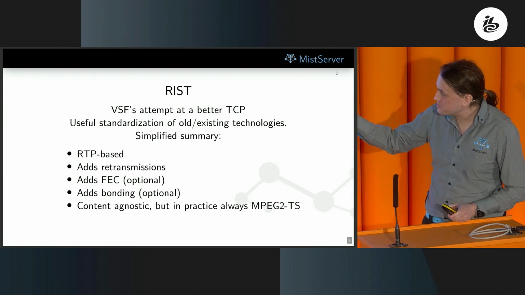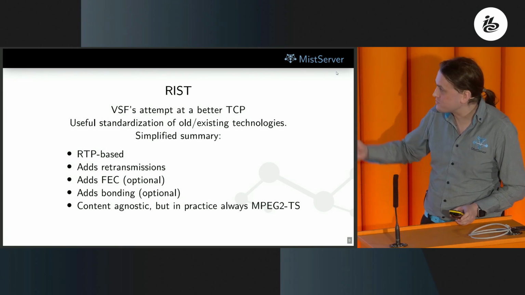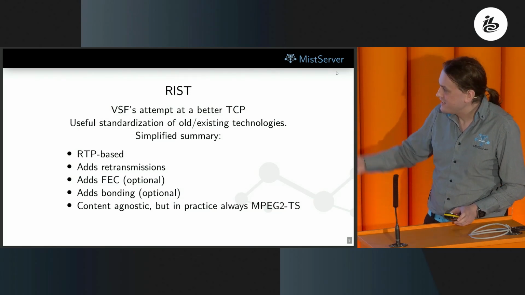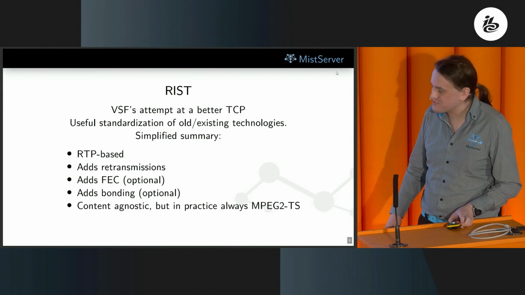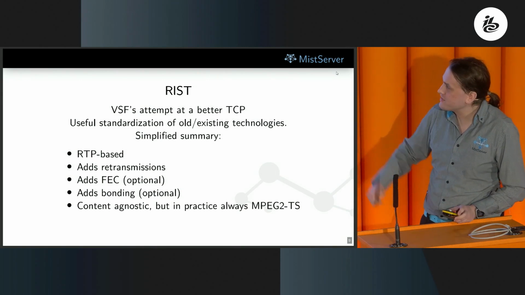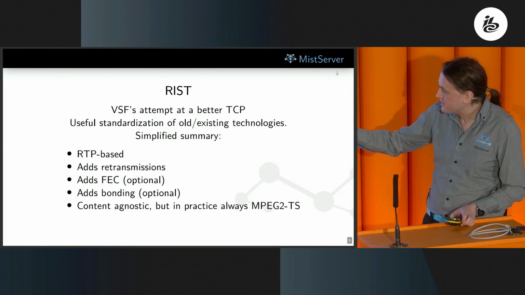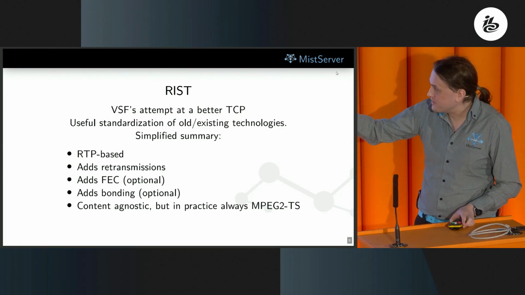It adds support for retransmissions, just like SRT did. It adds support for forward error correction, again optional, and again just like SRT did. And it also adds support for bonding. So it's kind of the same thing, except a different underlying technology. RIST itself is also content agnostic. It sends packets over RTP, and this is kind of exciting.